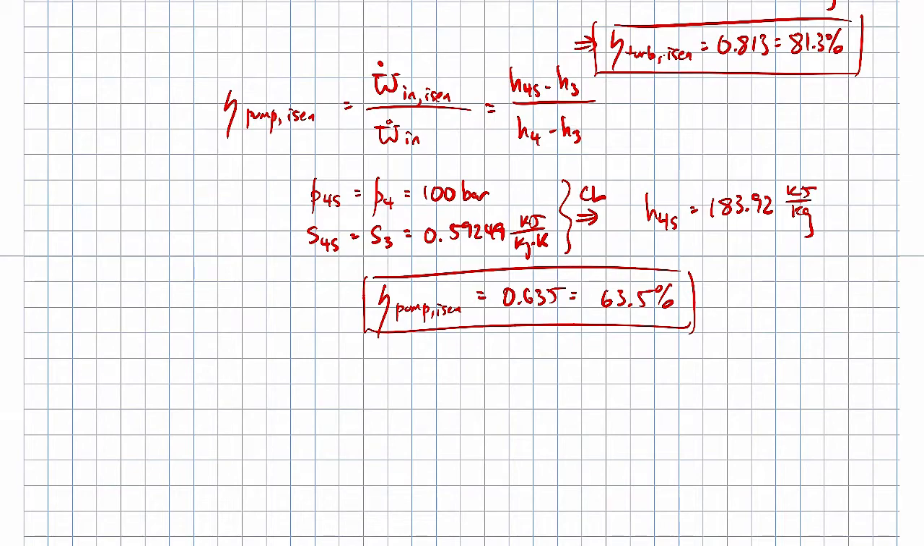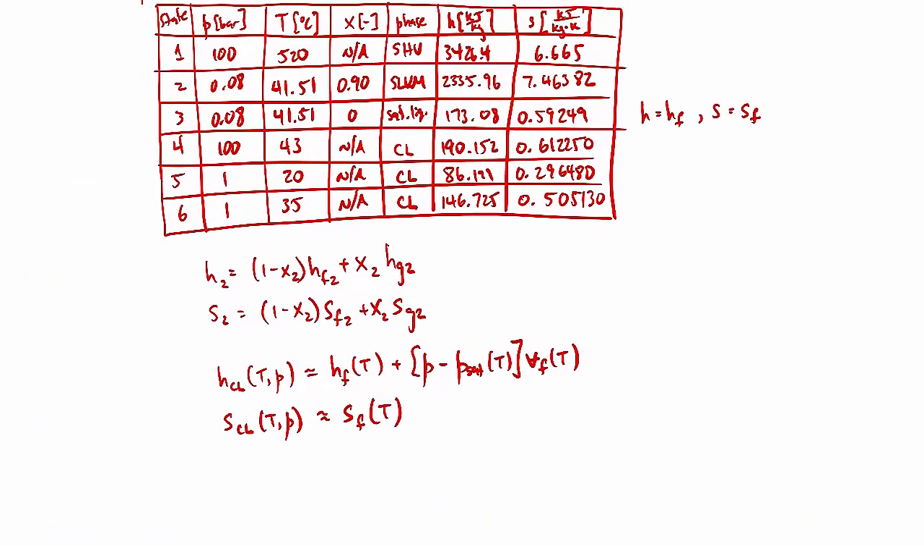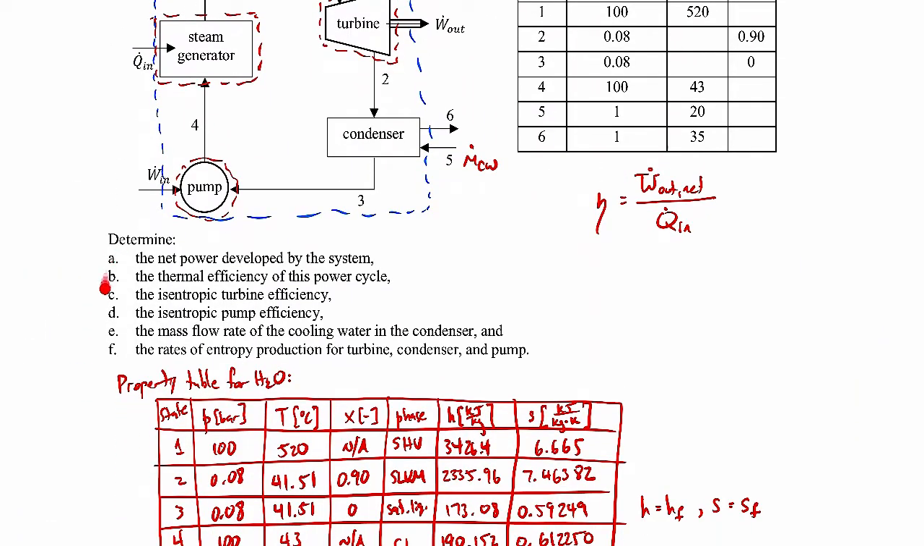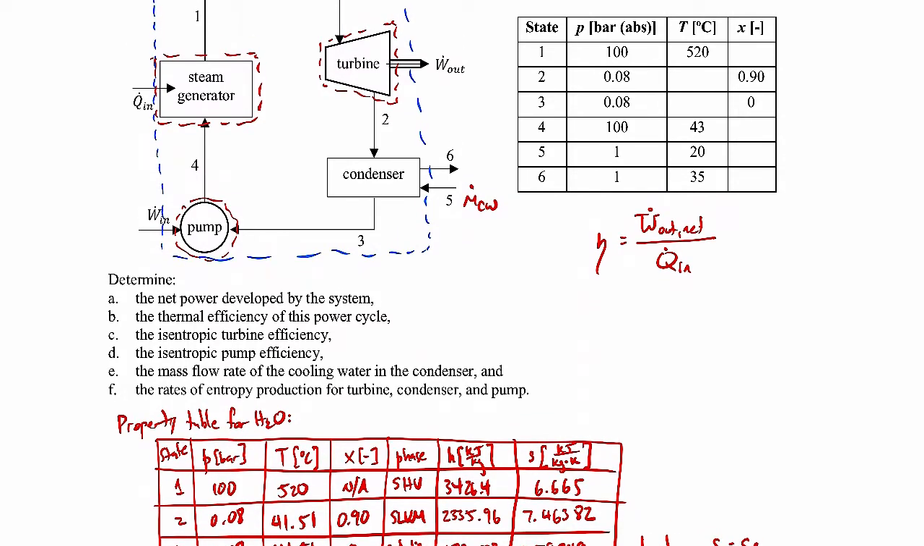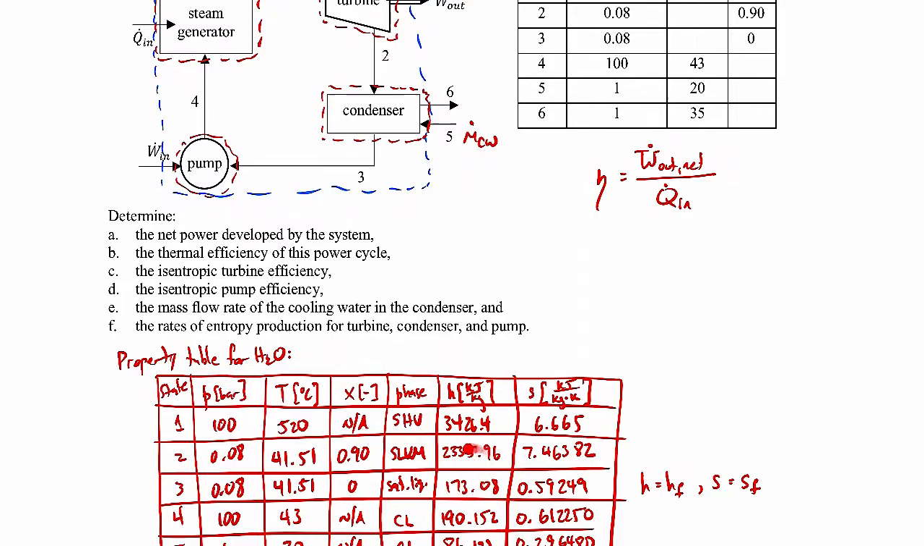All right, let's go on to the next part of the problem. So now what we've done is parts A through D. Now what we're trying to do is find the mass flow rate of the cooling water in the condenser. So we want to find this m dot CW. For that, we'll make use of the first law applied to the condenser. The reason I think that is because I know the conditions from states 2 to 3, I know the specific enthalpies for that.